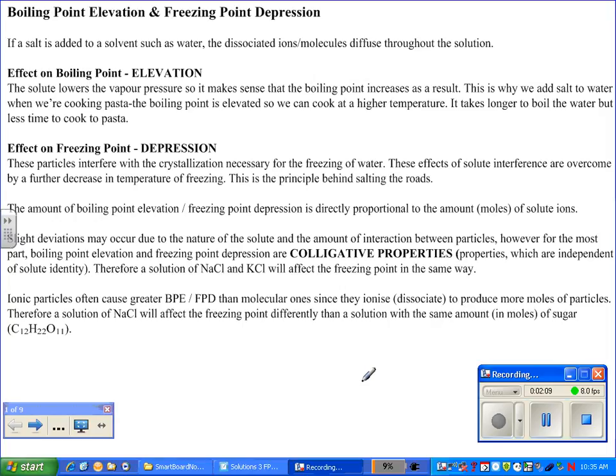Now, a very important thing to remember is that ionic and molecular compounds will behave differently. They'll dissociate differently in water, and therefore the freezing point and boiling point will elevate and depress differently. So we need to consider the number of solute particles that are put into the solution. Something like sugar, which is molecular, goes into solution in a 1-to-1 ratio, whereas sodium chloride will put 2 ions into the solution.